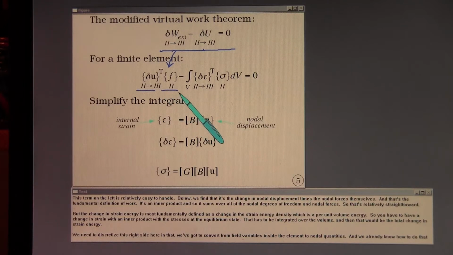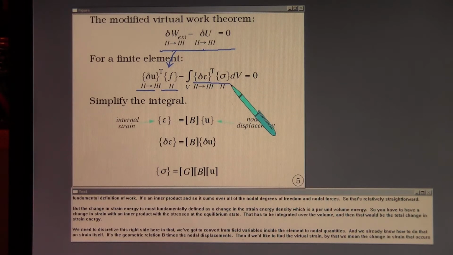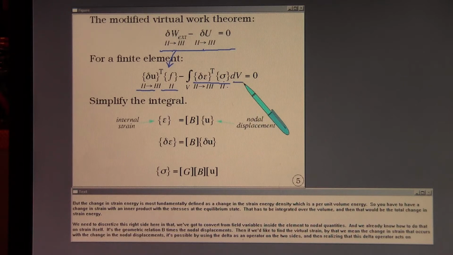So that's relatively straightforward. But the change in strain energy is most fundamentally defined as a change in the strain energy density, which is a per unit volume energy. So you have to have the change in strain with an inner product with the stresses at the equilibrium state. That has to be integrated over the volume, and then that would be the total change in strain energy.